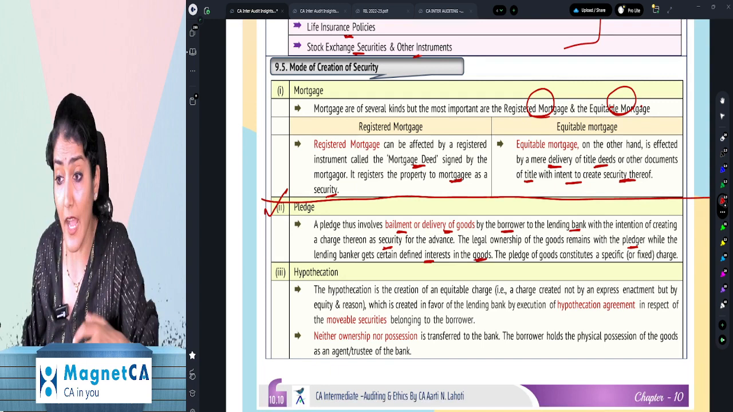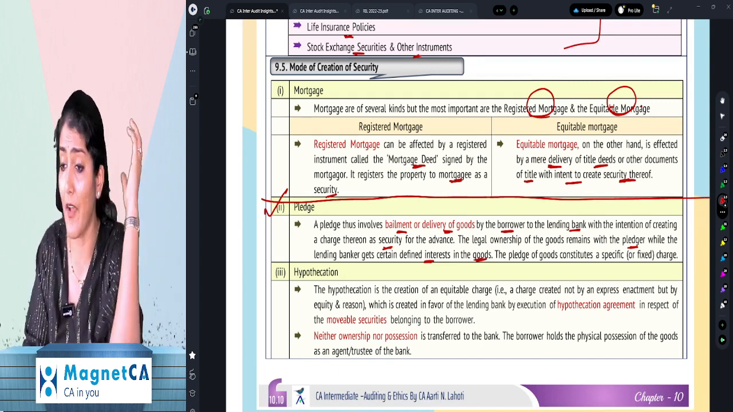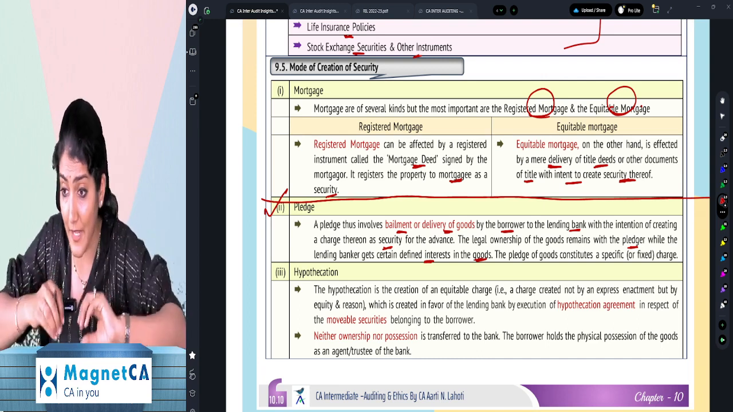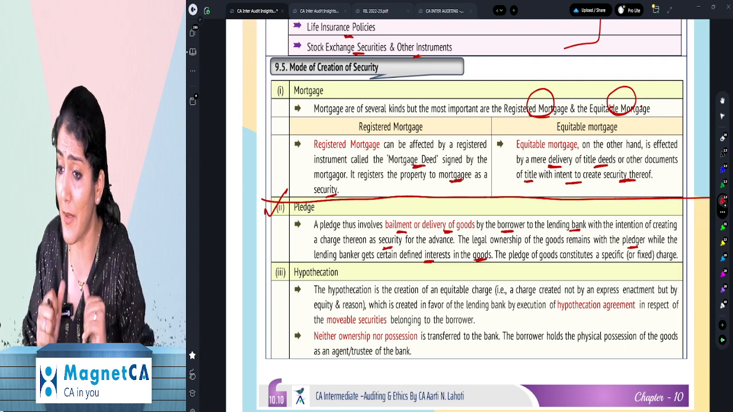Okay, then say I'm having some inventory. Like Tata Motors and all these companies, they would be having their inventory. Now obviously, if I give my inventory to the bank as a security, they keep it in their possession. I cannot run my business.